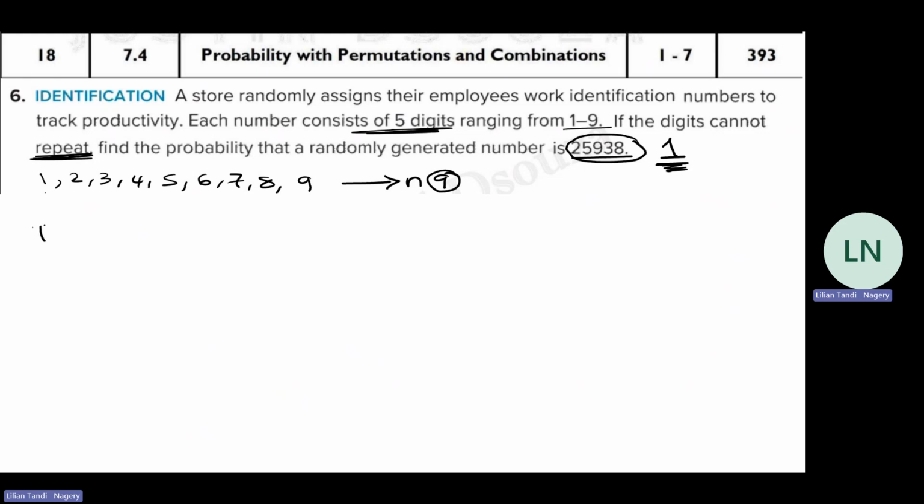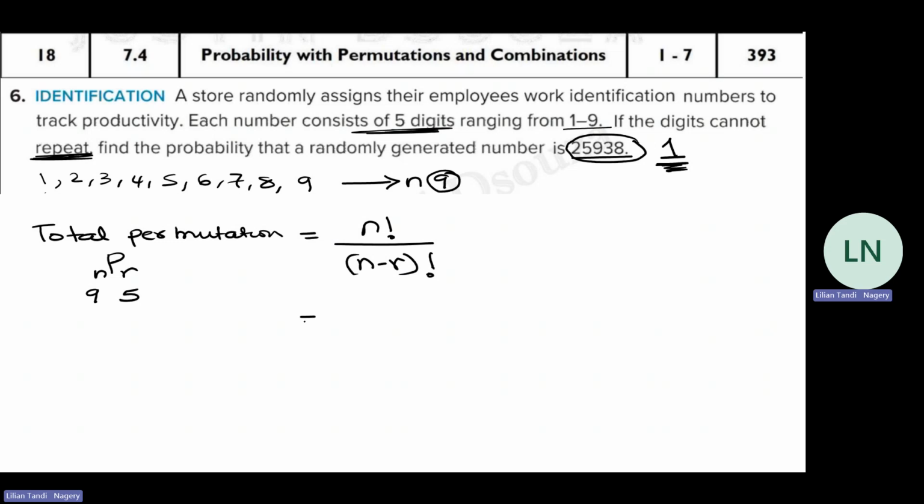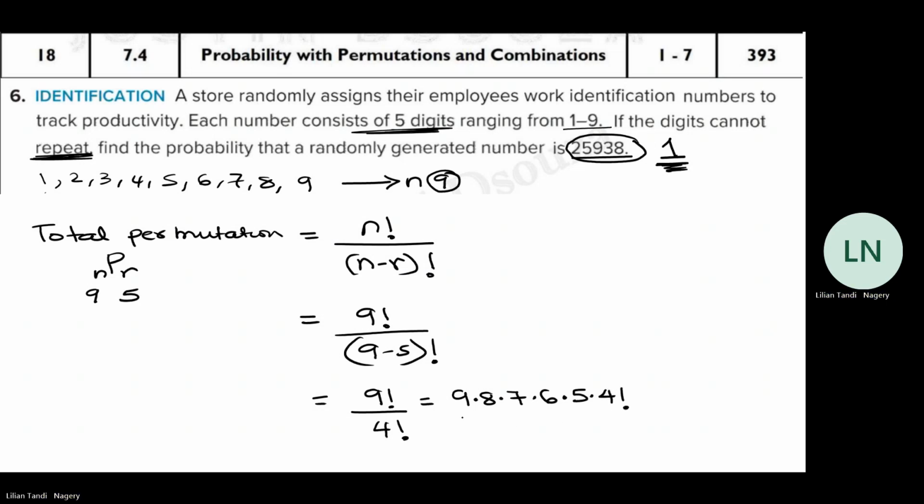So now let's find our total permutations, where n is 9 and your r is 5. So that becomes n factorial over n minus r factorial. N factorial will be 9 factorial over 9 minus 5 factorial, which becomes 9 factorial over 4 factorial. Now let us do this: 9 times 8 times 7 times 6 times 5 times 4 factorial over 4 factorial. So this goes away.